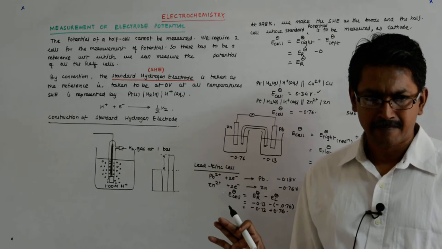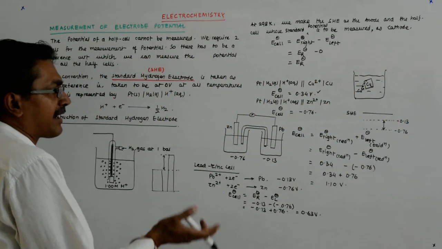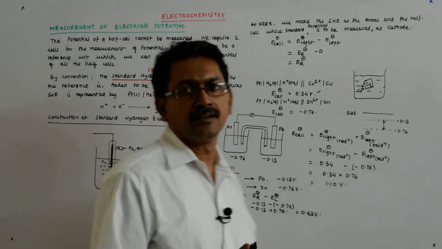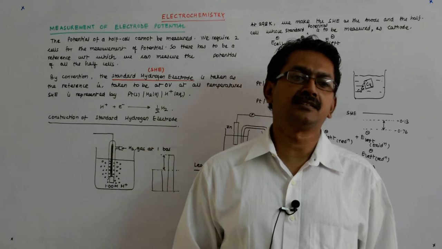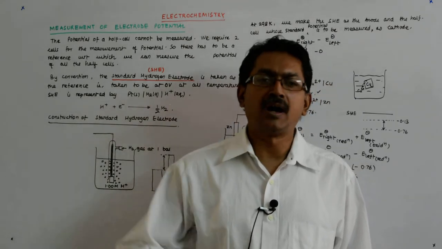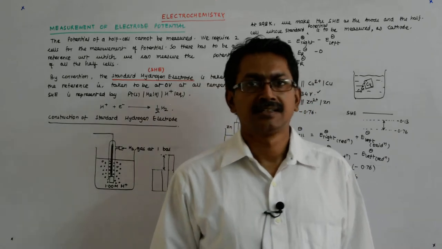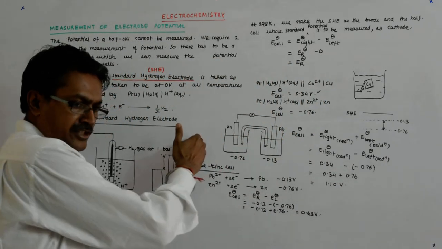Understand? That is what we are attempting to find, and that is why we have graded everything with respect to something, and we have always taken the reduction potential. One kind of potential everywhere. That is why we have been keeping the reduction to the right, oxidation to the left.